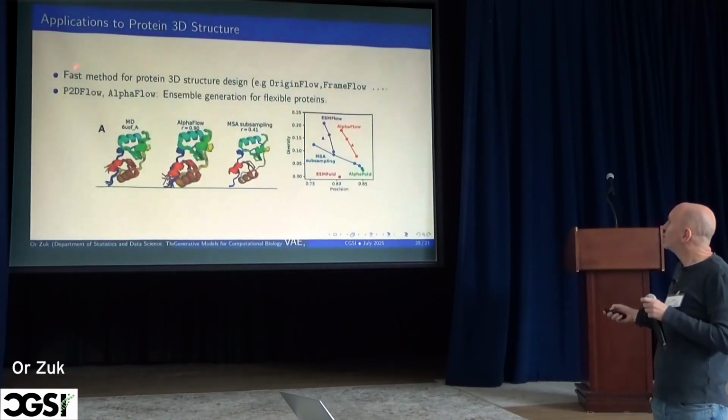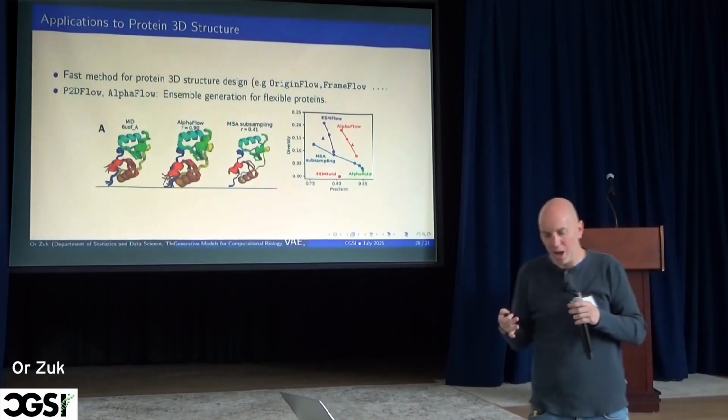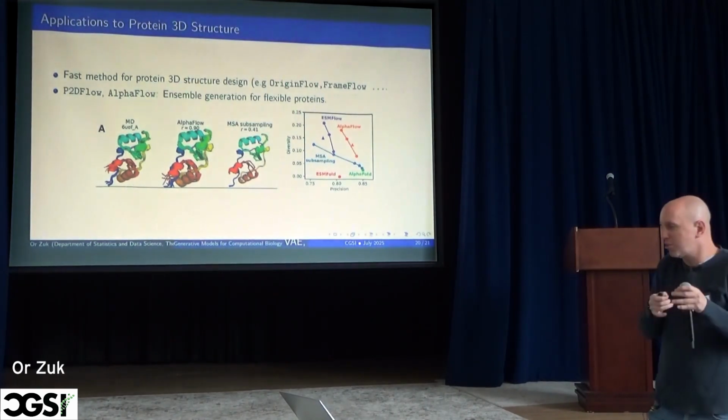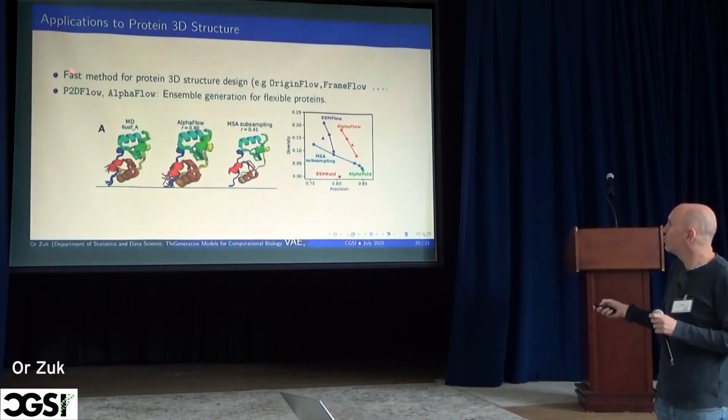So one line of method, which is the first bullet here, is basically similar to RFdiffusion. We're trying to do protein design, but instead of diffusion, you're using flow. So it can be maybe faster, slightly less accurate, but it's trying to solve the same problem.